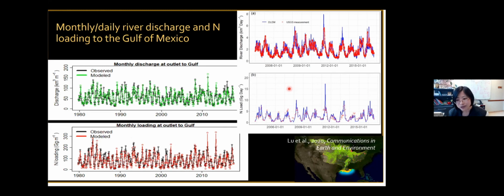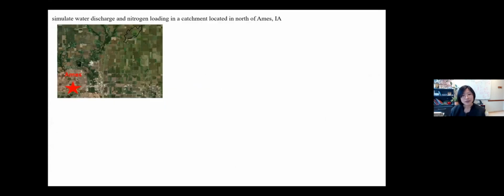And we also published a few papers, as I showed in the earlier slide, to quantify how heavy rainfall has affected the nitrogen pollution to the Gulf and how it would change under future climate scenarios. But when it comes to developing a decision support tool, we were wondering whether this model can be directly used in a small catchment in Iowa.